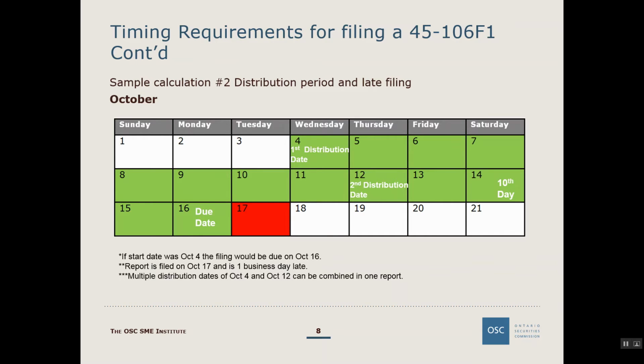In this same example, suppose a second distribution date of October 12th existed. In this case, it can be included in the same report as it is within an acceptable 10-day range. The due date is counted from the first distribution date or start date indicated on the form. If a third distribution date of October 17th existed, it would need to be captured in a separate report of exempt distribution.